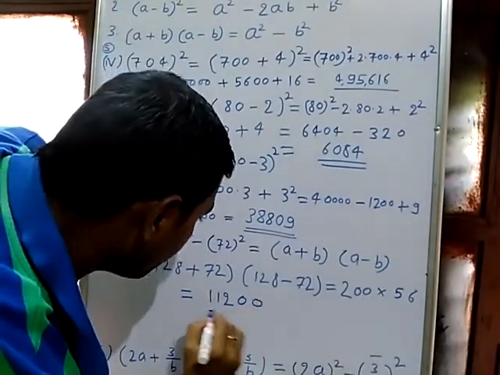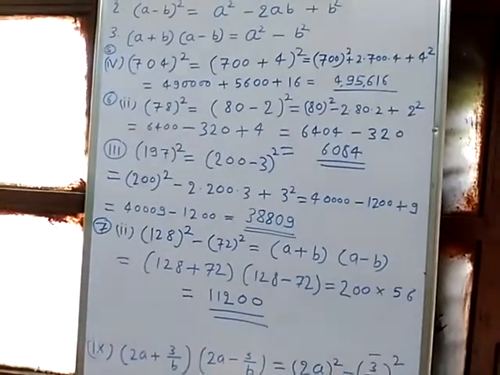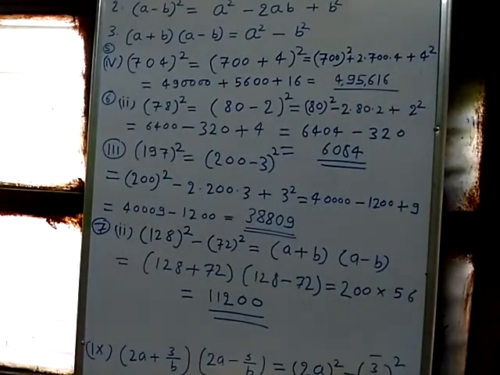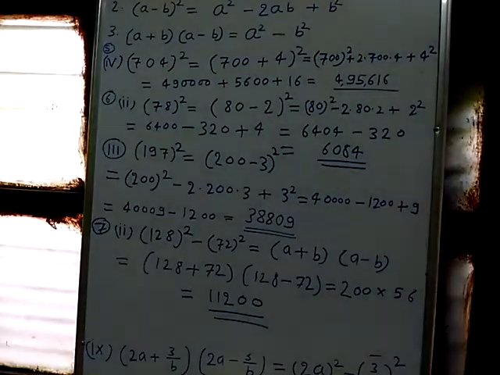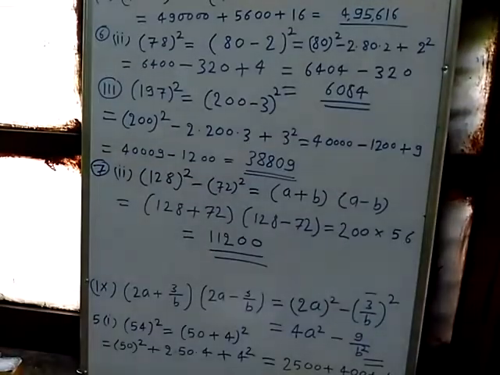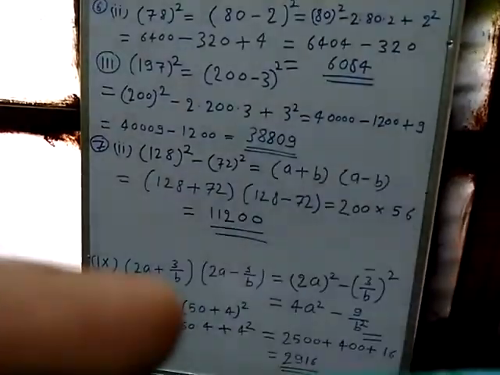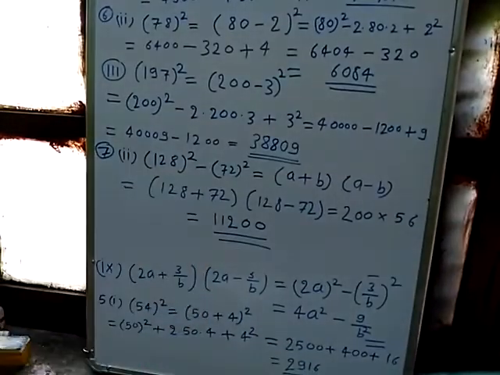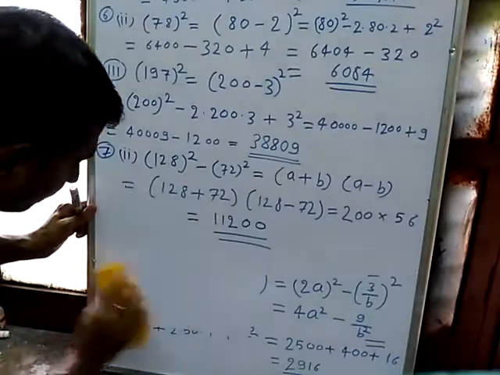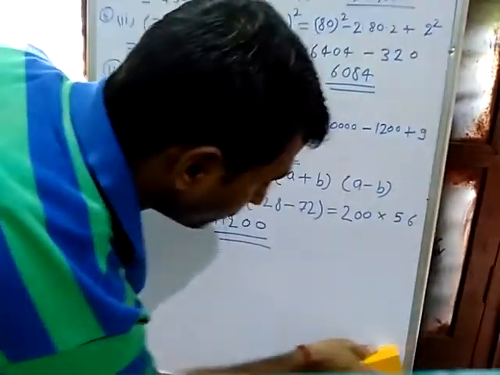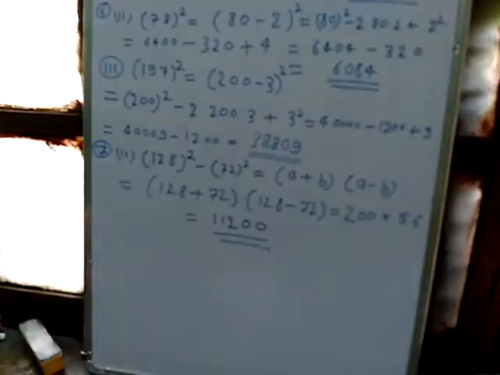21100. This is the answer. Is it clear? Question number 7. Students, I have explained question number 7, its second part. Next question, dear students, I will explain question number 7.